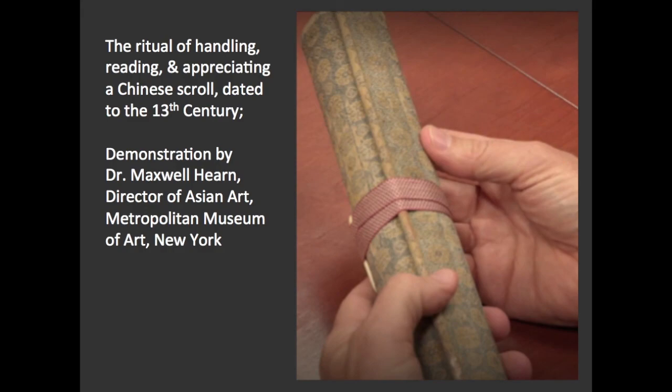This photograph is one of 5 stills from a demonstration on the ritual of reading, viewing, and appreciating a traditional Chinese scroll. The demonstration is provided by Dr. Maxwell Hearn, Director of Asian Art at the Metropolitan Museum of Art in New York. This photograph shows the scroll removed from its silk wrapping while the brocaded silk woven ribbon is about to be untied to open the scroll.